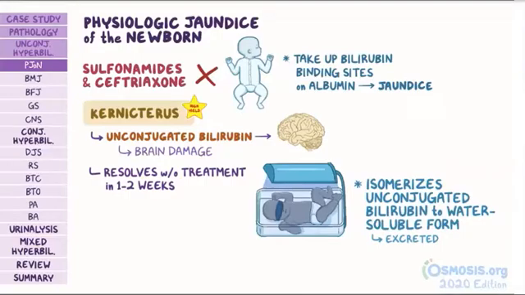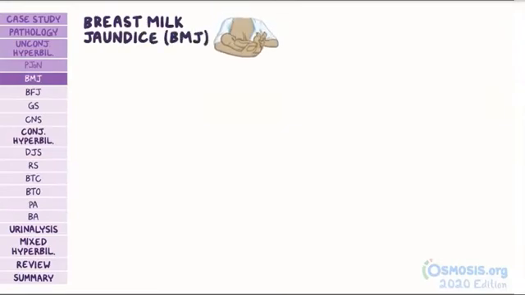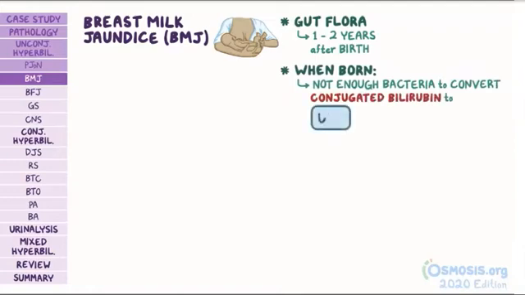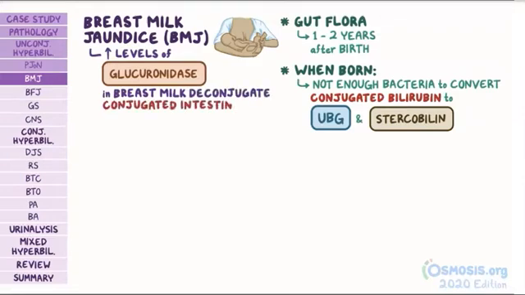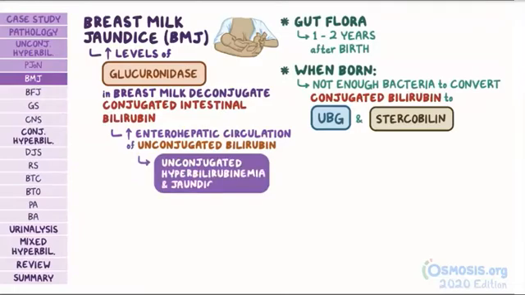Another type of jaundice that can be seen in healthy newborns is breast milk jaundice, or BMJ. The gut flora is established 1 to 2 years after birth, so when born, babies don't have enough bacteria to convert conjugated bilirubin to urobilinogen and eventually to stercobilin. With breast milk jaundice, high levels of glucuronidase in breast milk actually deconjugate conjugated intestinal bilirubin, thereby increasing enterohepatic circulation of unconjugated bilirubin, eventually causing unconjugated hyperbilirubinemia and jaundice.